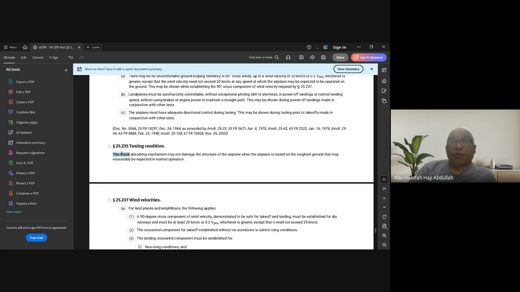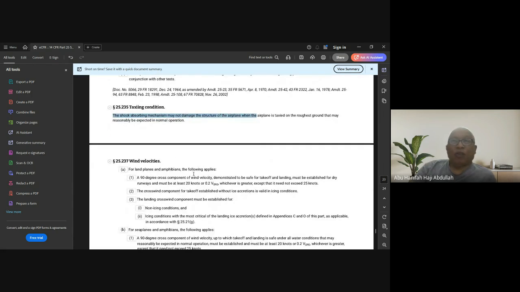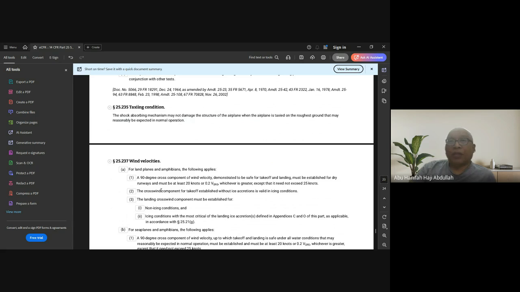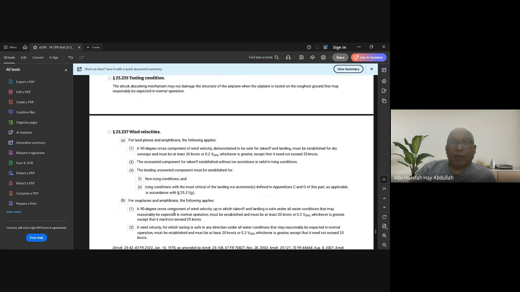This requirement is also part of the structure design. Wind velocity for landplane and amphibian, the following apply. The 90-degree crosswind component must be demonstrated to be safe. Crosswind 90 degrees, for takeoff and landing, must be established on the runway, must be at least 20 knots or less. So that means you need to establish at least 20 knots crosswind, 90 degrees. This is one of it. And icing condition, non-icing, and also seaplane requirement. If you design for EASA, they don't have that discipline, only ground.